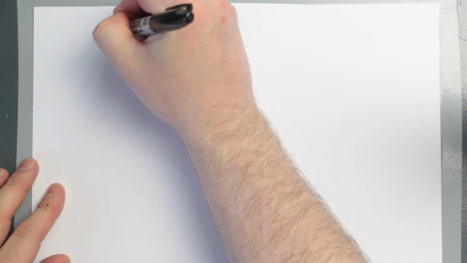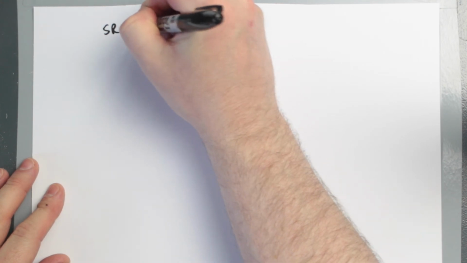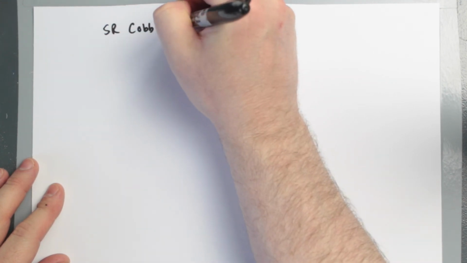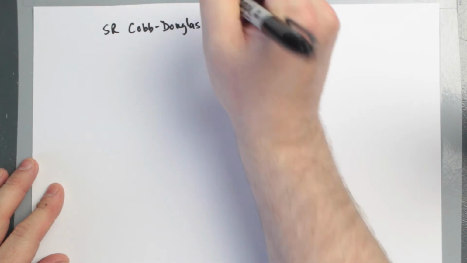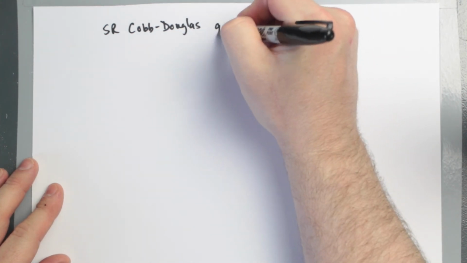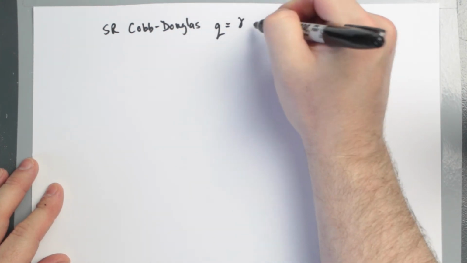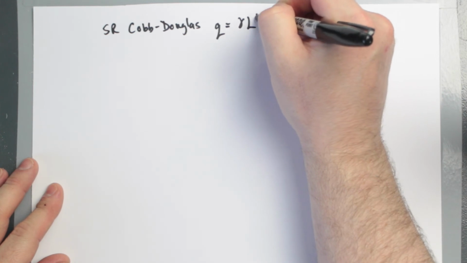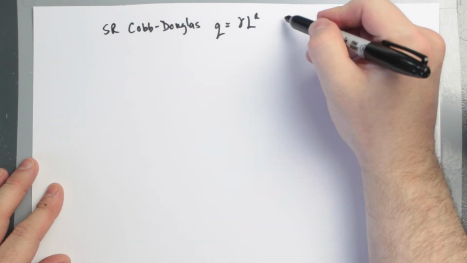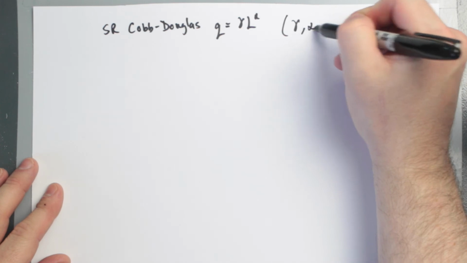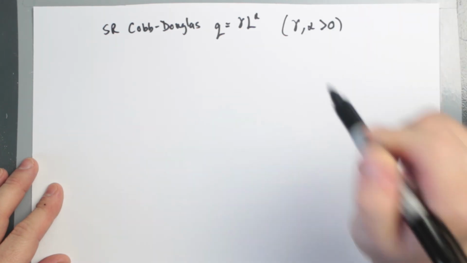Okay, so let's have a look at deriving cost functions when we're given a short-run production function. So we're going to work with the short-run Cobb-Douglas production function as the simplest example. So Q is equal to gamma times L to the power alpha, okay, where gamma and alpha are greater than 0.